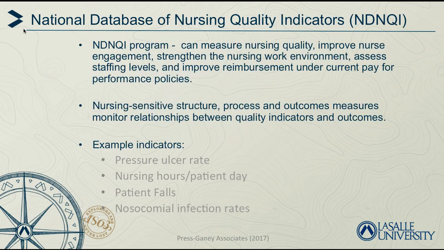The National Database of Nursing Quality Indicators, or NDNQI, measures nursing quality outcomes with the goal of improving nursing engagement and strengthening the nurse work environment. It assesses staff levels, and can improve reimbursement under our pay for performance system. So there are nursing sensitive structure, process, and outcome measures, and it looks at the relationship between quality indicators and outcomes. Examples are pressure ulcer rates, nursing hours per patient day, patient falls, and nosocomial infection rates.